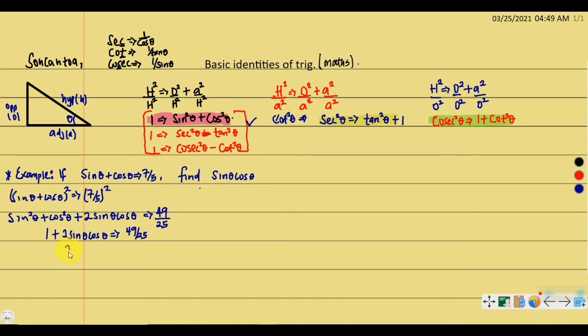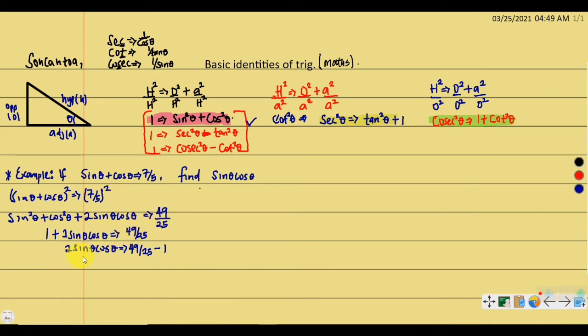So now you can say 2 sine theta cos theta is equal to, you can see, just collect your like terms. This one we move to the other side: 49 over 25 minus 1. So doing that directly, I hope all my students can finish this. Now it's very, very simple to get the answer.